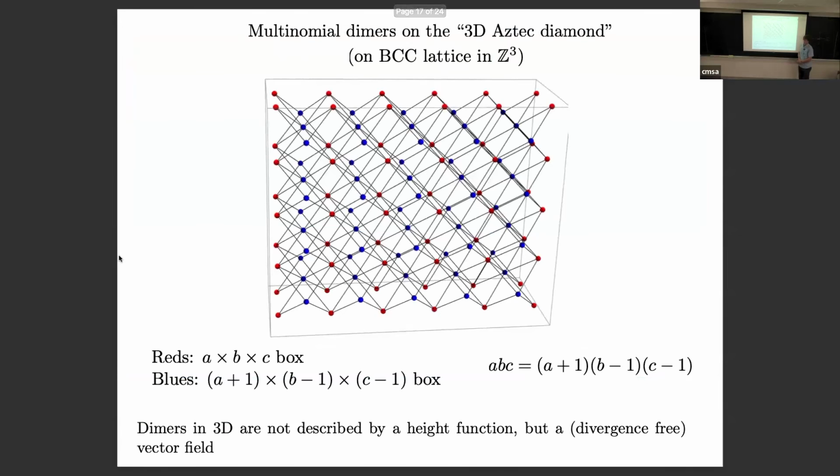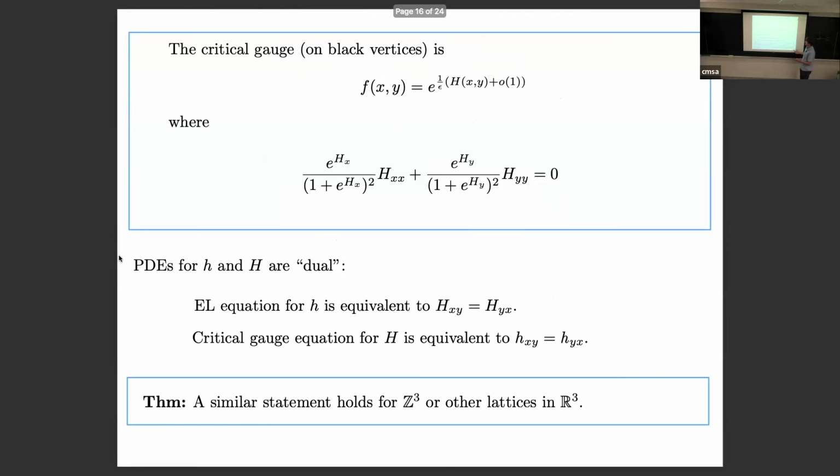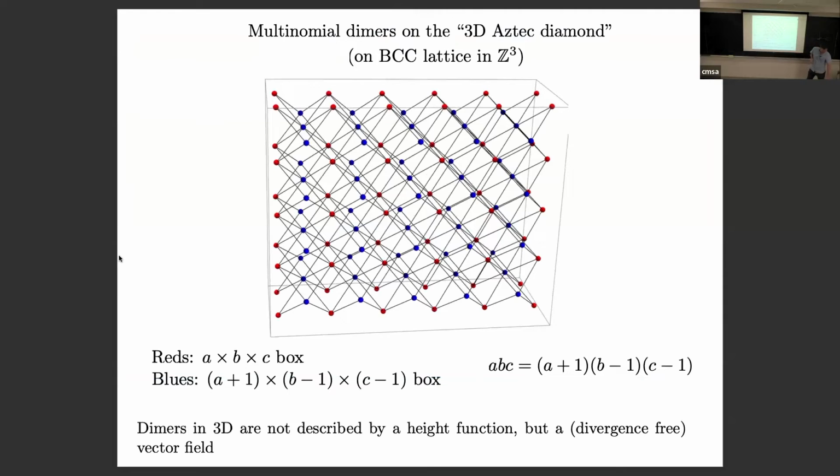Okay, what happens at the end of the day is you get a PDE, a reasonably simple looking PDE, but solving nonlinear PDEs, even elliptic ones, there's no general technique. But one thing that saved us in 3 dimensions is that we have some examples for which we have explicit critical gauges, and one of them is this sort of 3D Aztec diamond. So let me describe that example now.